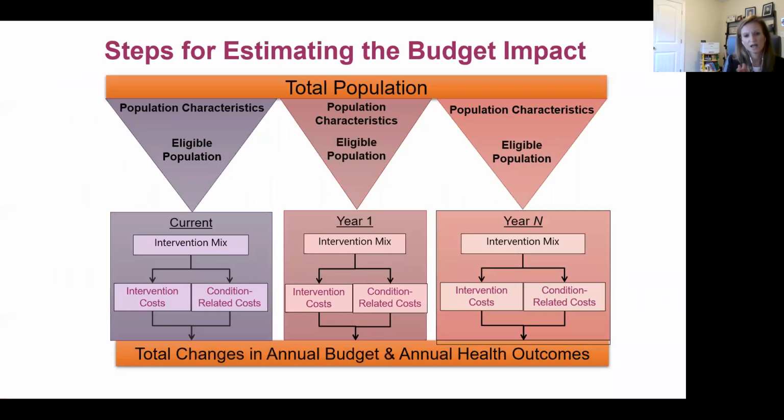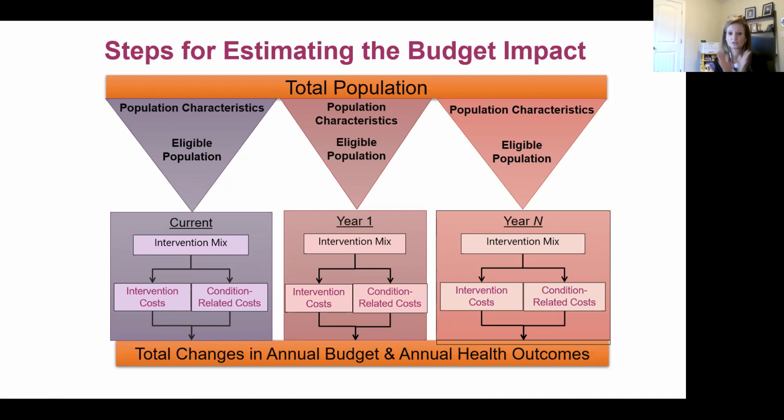On the next slide, we present a graphic that shows the steps or the process for estimating the budget impact. In this graphic, the 3 distinct buckets are the 3 different years for this budget impact analysis. Like I mentioned earlier, usually the time horizon is 5 years or less. In this example, we're just showing 3 buckets, so 3 different years.